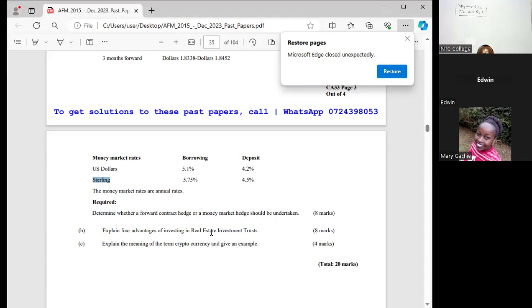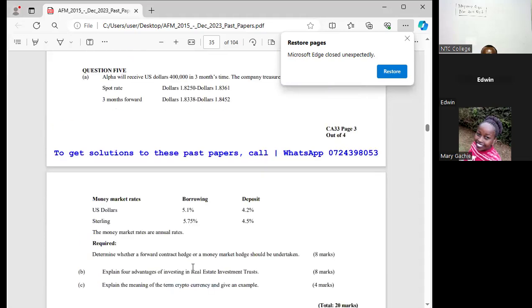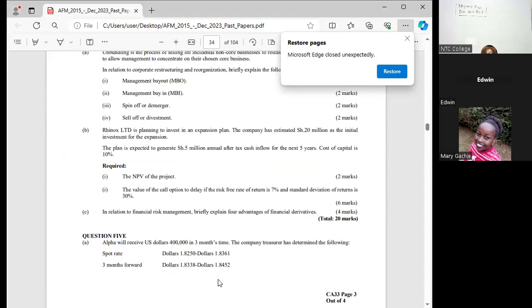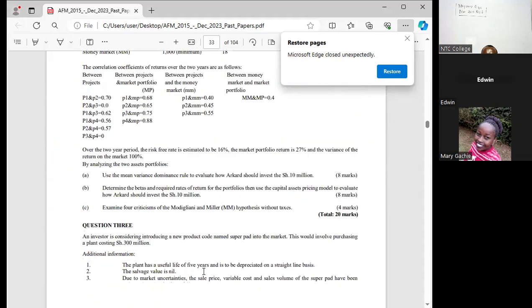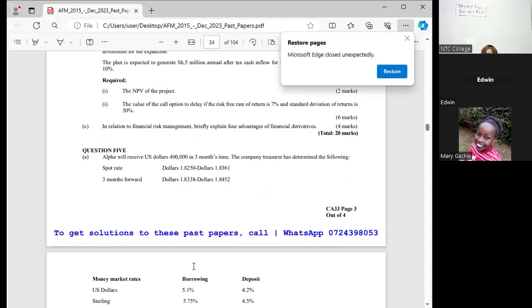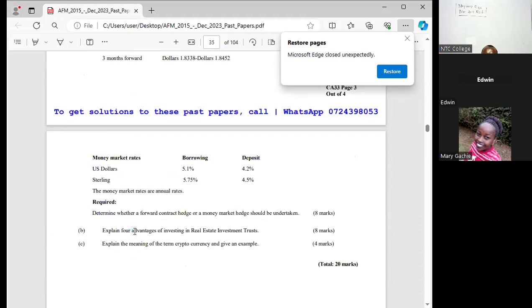Explain 4 advantages of investment in real estate investment trust. Explain the meaning of the term cryptocurrency and give example. Check your notes. Do you have cryptocurrency? I shared it. The term cryptocurrency. Real estate investment trust. Do you know what they are? I taught you about what they are. We say that they are institutions that finance real estate businesses. They are the intermediaries. So what are the importance? Check your notes.